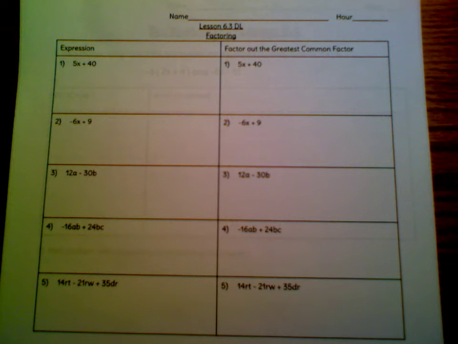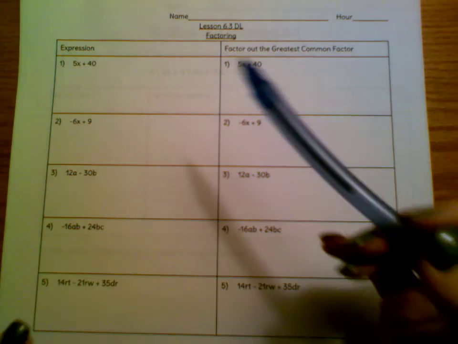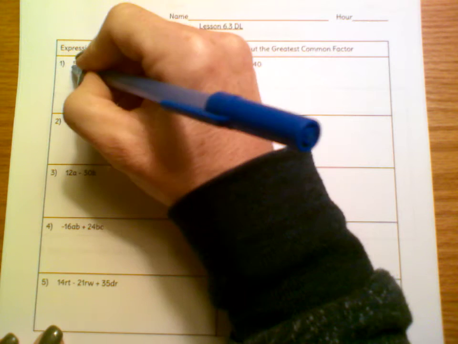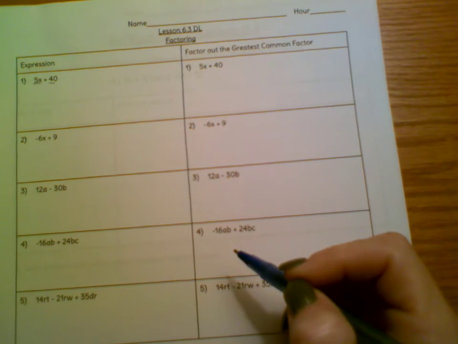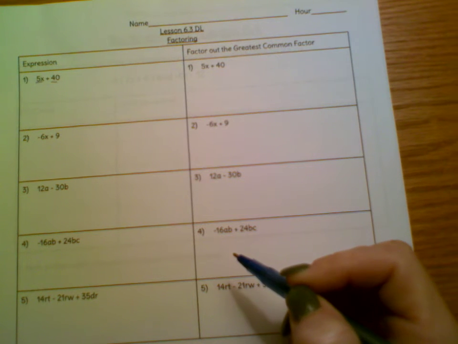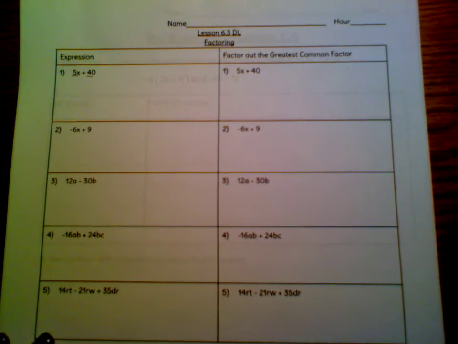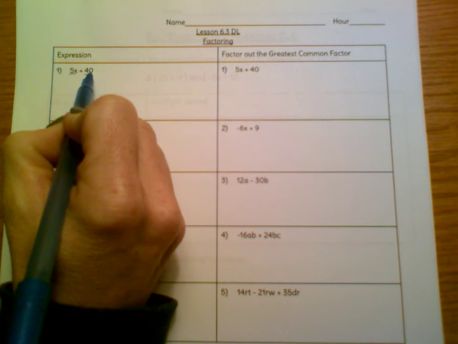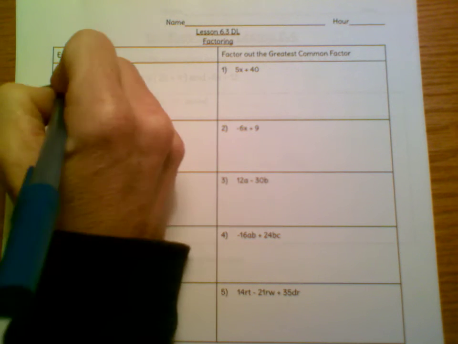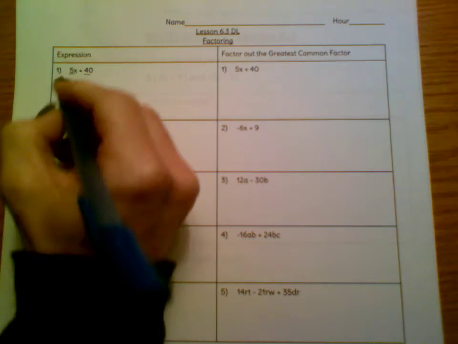This is the lesson 6.3 DL sheet on factoring and combining like terms. So factoring is really the exact opposite of the distributive property. What I'm looking for is, in my two pieces here, the biggest piece that I can take out of both of those. So when I look at that, I see that 5 goes into 5 and 5 goes into 40. So I'm going to take the 5 to the outside.